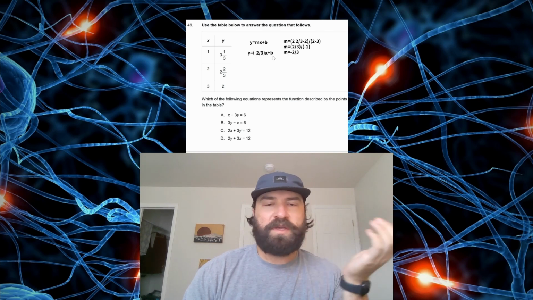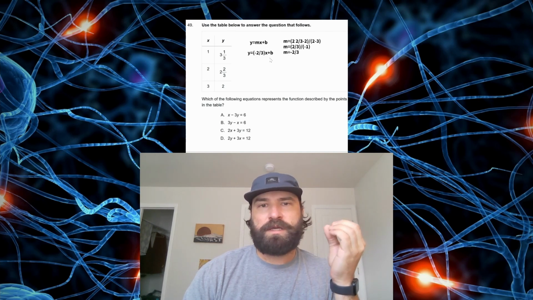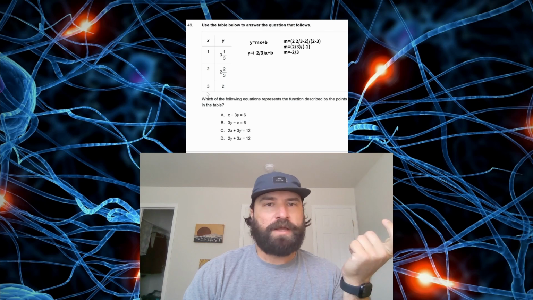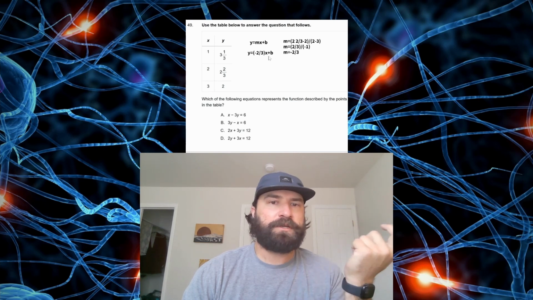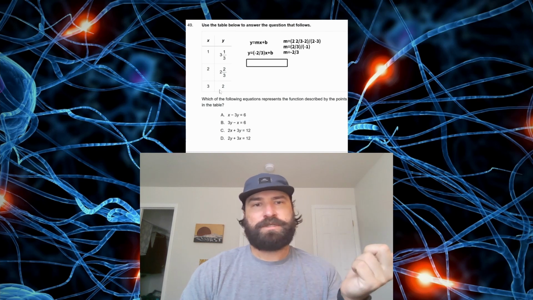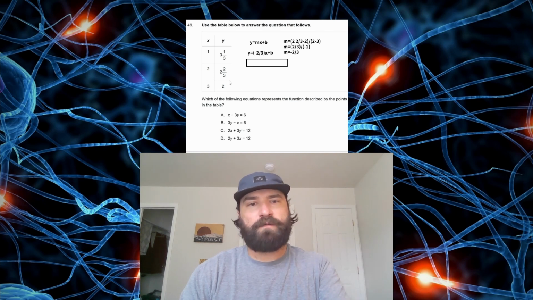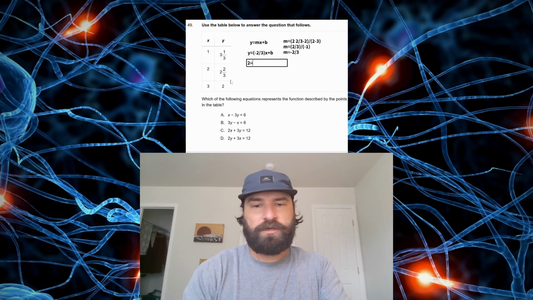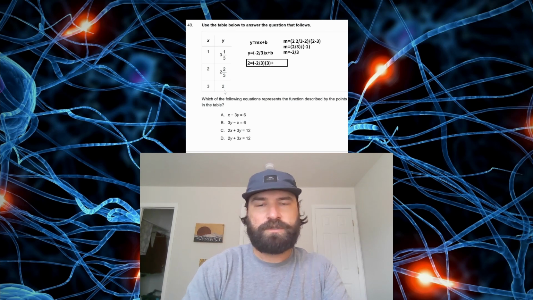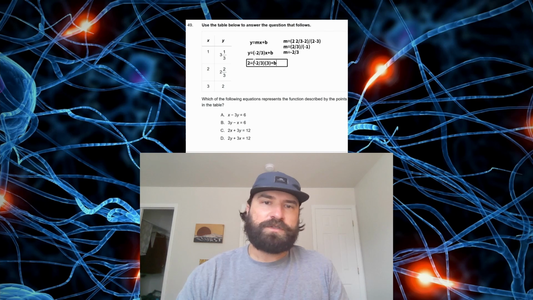So we still don't have our b for our equation. So how can we figure out our b? Well, one way to do it is just to plug any one of these points into this equation, because that gives us an x and a y, and then we can just solve for b. So I'm just going to choose the last point here, because it uses whole numbers. So our y value is 2, and that equals our m, -2/3, times our x value, which is 3, plus b, which is what we're looking for. Now we can just solve this equation for b.